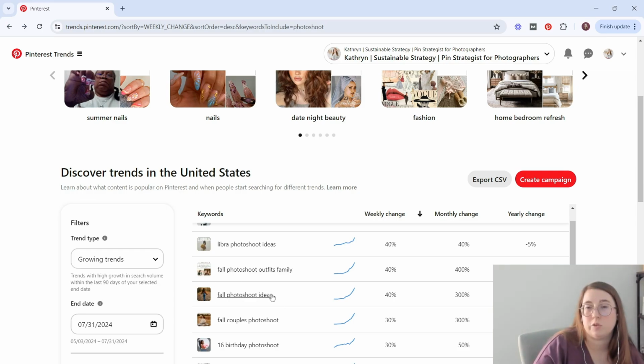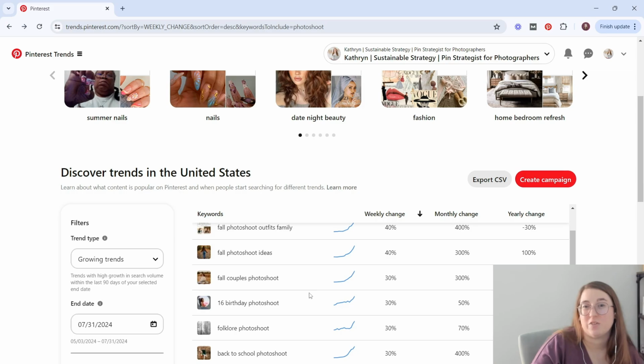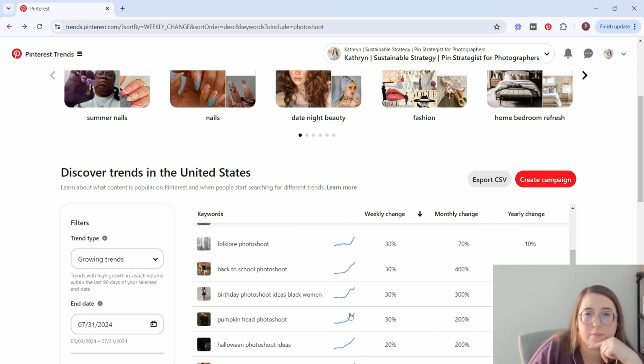This fall photo shoot ideas is something that you need to be taking advantage of this week, this month, to really show up at all this fall. 16th birthday photo shoots, this is one I would include if it was relevant for brand photographers, but it's not, so I am going to skip past those.